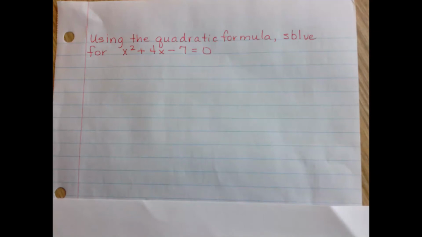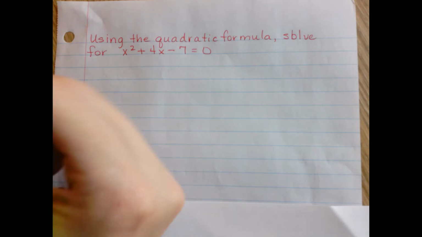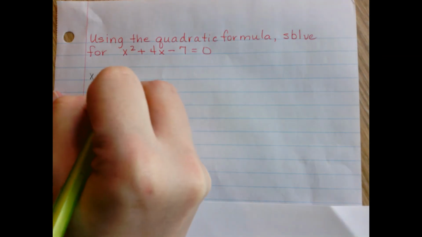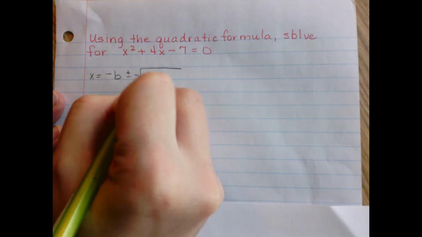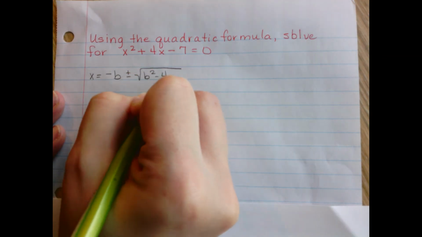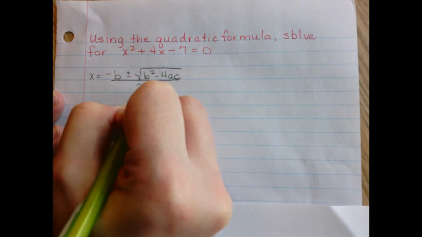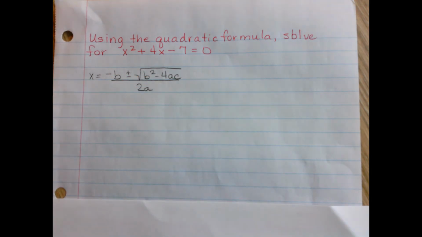In this video, we're going to look at solving x squared plus 4x minus 7 using the quadratic formula. Something important to notice is, first of all, let's get the quadratic formula. It's negative b plus or minus the square root of b squared minus 4ac all over 2a. You may be looking at that and saying, but I don't see an a, or a b, or a c. That's okay.